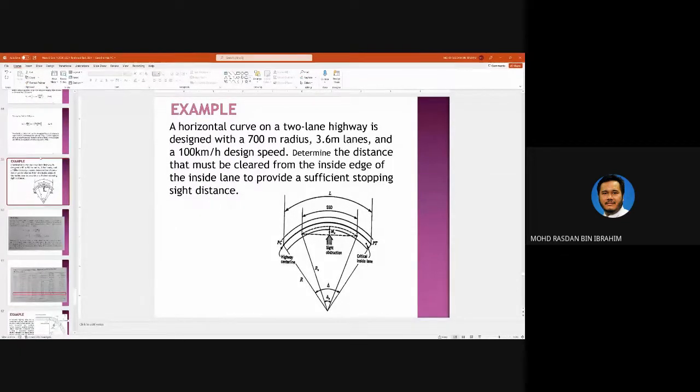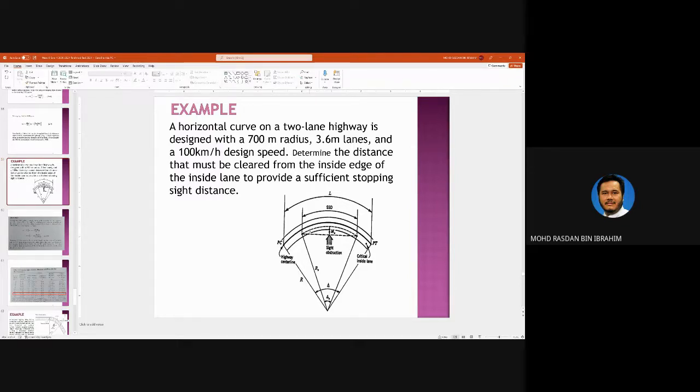All right, example. A horizontal curve on a two-lane highway is designed with 700 meter radius and 3.6 meter lanes. So now you have two lanes. One lane is 3.6 meters. The distance that we need to consider lies in the middle of the inside lane here, whereas the radius of 700 meters here is from the center to the middle of the road, the middle of the highway.